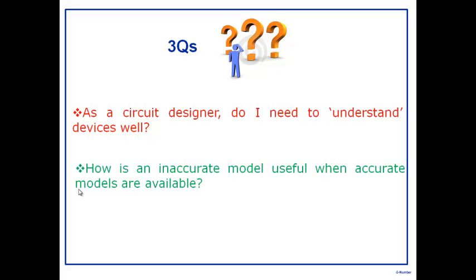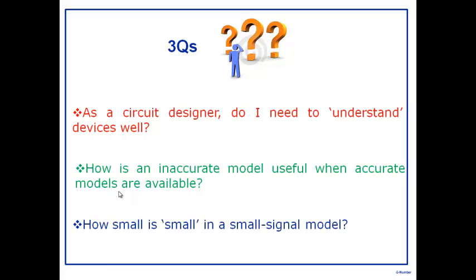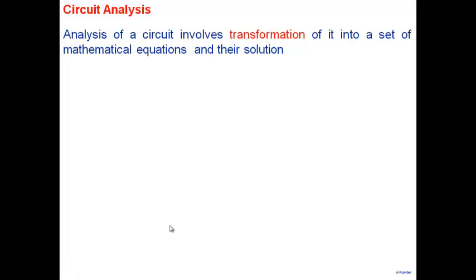The other question that you will see is important: how is an inaccurate model useful when accurate models are available? Okay, keep that in mind. All of you have heard of this small signal model, right? So an issue does arise. How small is small? Okay, when can I use a small signal model? All right, so let's begin with the necessity for models.